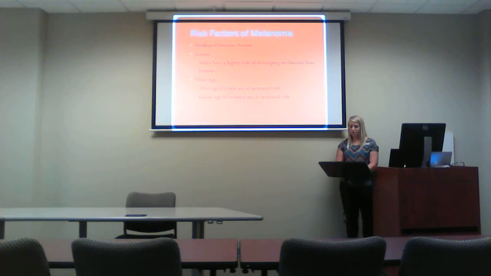A risk factor of melanoma is being male. Male genders have a higher risk of developing melanoma than females. This may be due to the increased need to work outside in the sun.